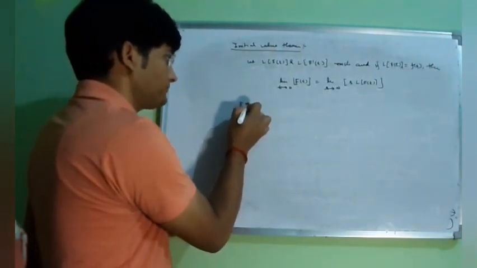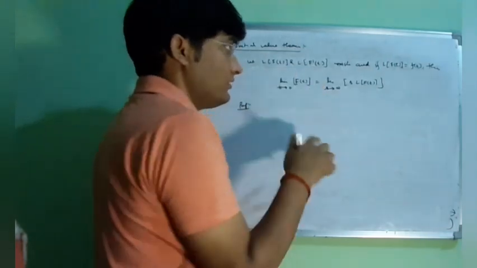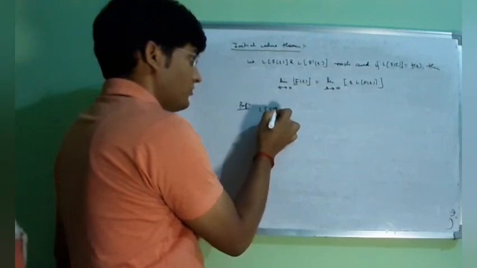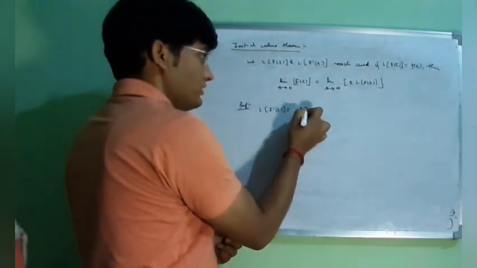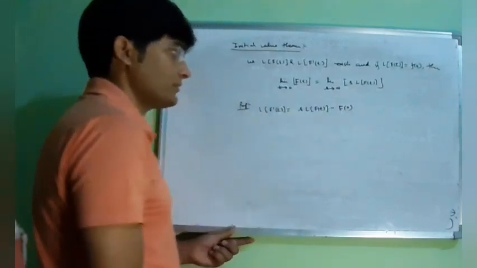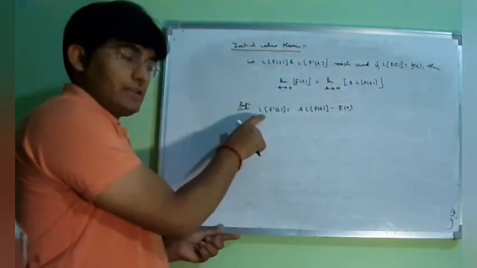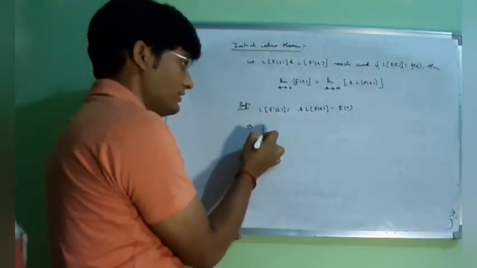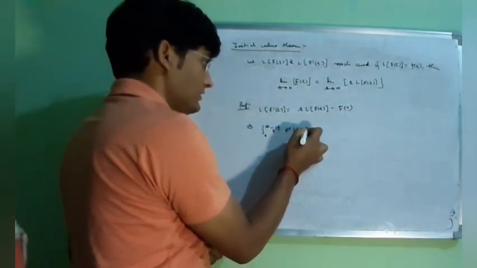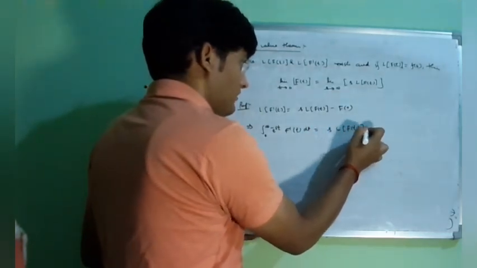So proof. Please remember that the Laplace of f(t) and Laplace of f'(t) exist. So we can use the formula for Laplace f'(t), which was s Laplace f(t) minus f(0). And now you can expand this Laplace f'(t). So we will get integral 0 to infinity e to the power minus st f'(t) dt, and in the right hand side we have s Laplace f(t) minus f(0).